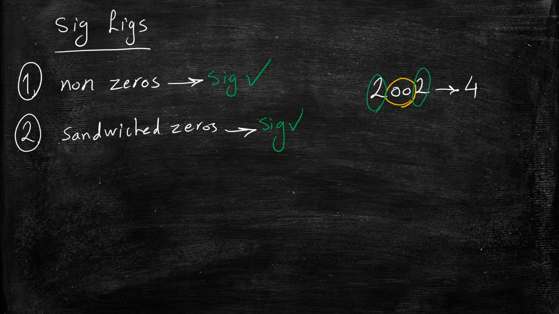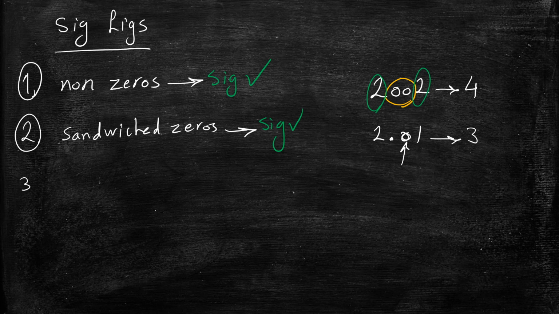Look at this, 2.01. Again, this 0 is sandwiched. This one. So we count, there are 2 non-zero digits, 1 sandwiched 0. So overall there are 3 significant figures.